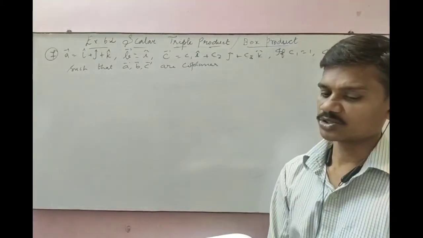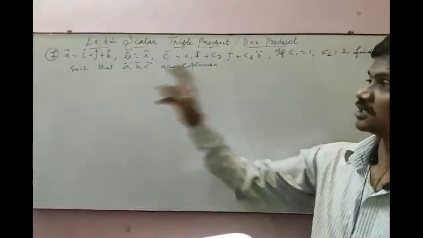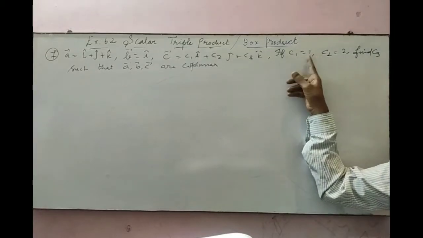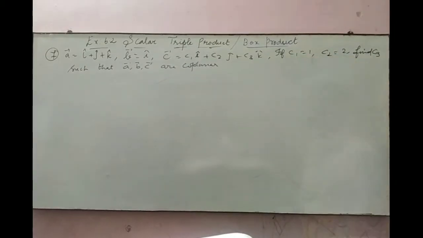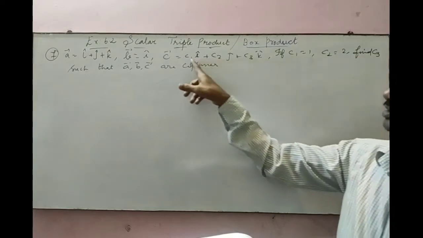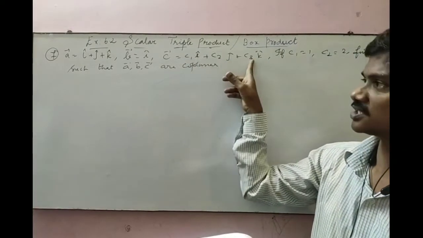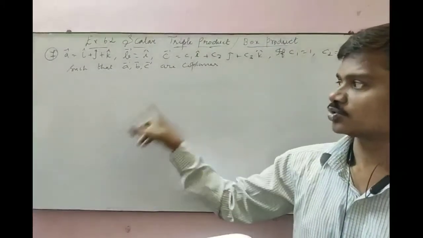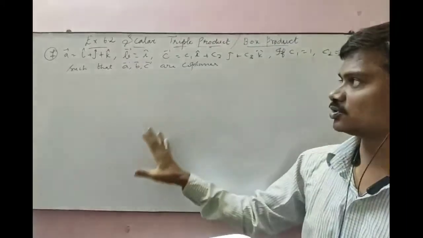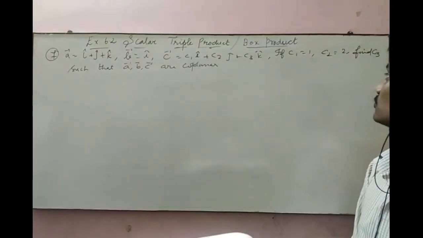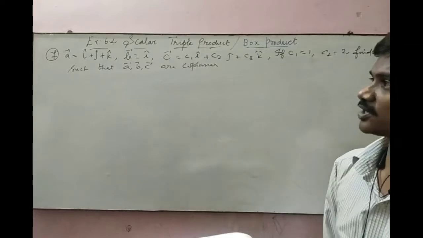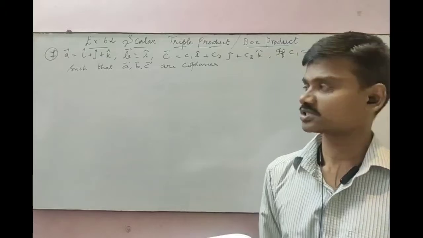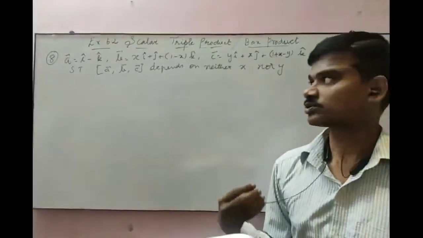Like that, the seventh sum also has vectors a, b, c. Three vectors are given. Here these three are also coplanar. In this, the values of C1 and C2 are given to you. C1 is 1, C2 is 2. You have to find C3. Again they have given coplanar. Since the vectors are coplanar, you open the determinant and equate it to 0. You will get one equation, and from it you will get the value of C3. The seventh sum also you can do as homework. Sixth and seventh are homework. Next we will see the eighth sum.